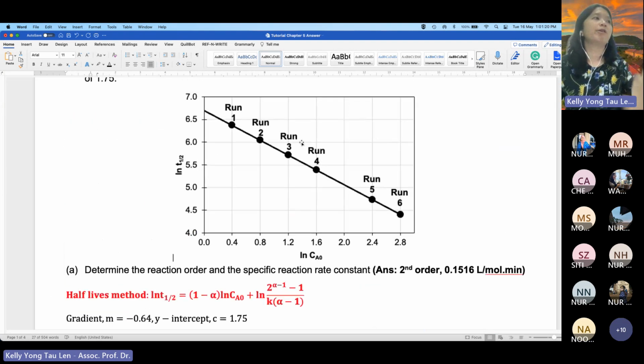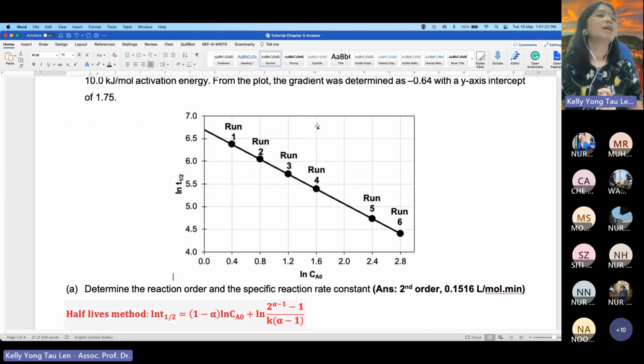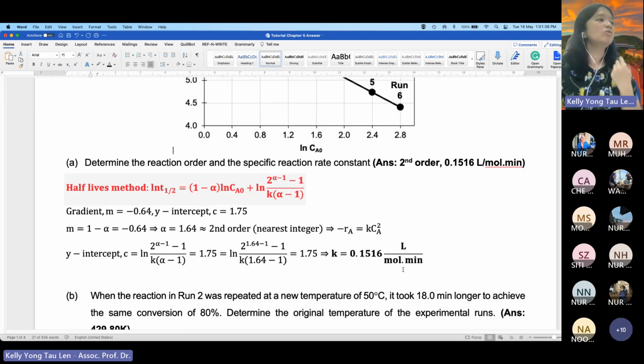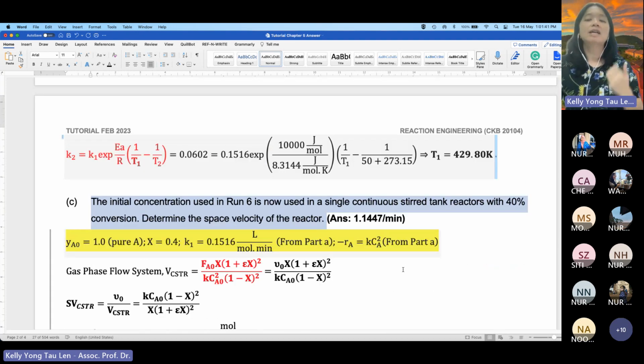So kamu check balik graph. Okay, run 6, the ln CA0 is 2.8. Okay, so kita tahu sekarang kalau ln CA0 sama dengan 2.8, hence CA0 will be equals to exponential 2.8. So saya dah tahu dah initial concentration untuk run 6 saya. Dan saya nak guna concentration ni untuk dalam CSTR dengan conversion 40%. I want to find space velocity of the reactor.